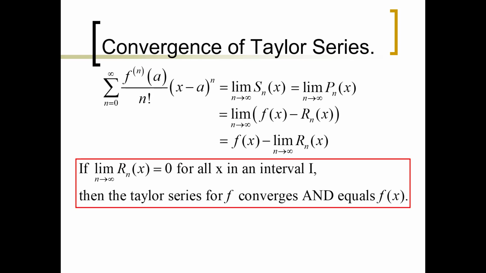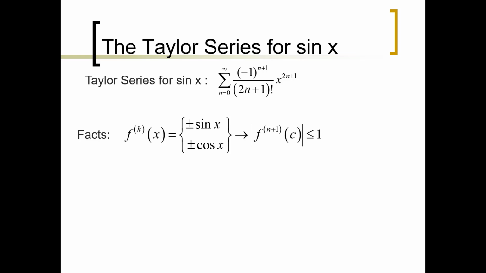So, provided that remainder is 0, you have to then get that the function is equal to its series. And not only does it equal it, but of course the series has to converge. So let's look at an example. Let's look at the Taylor series generated by the sine function expanded at 0.